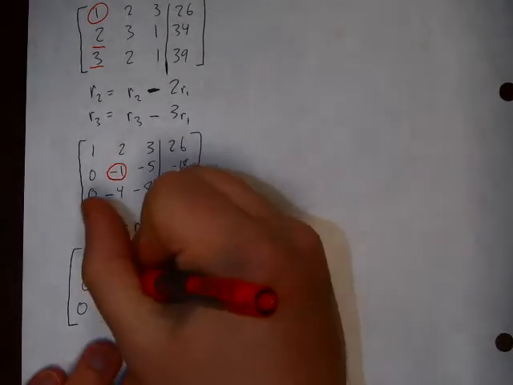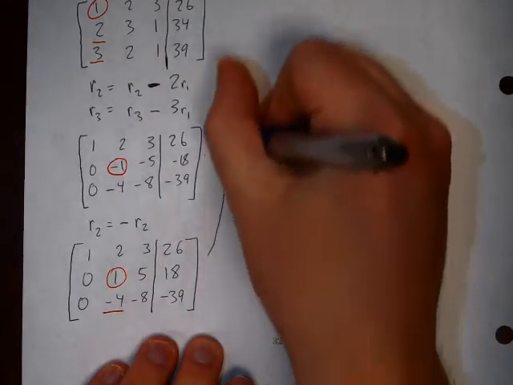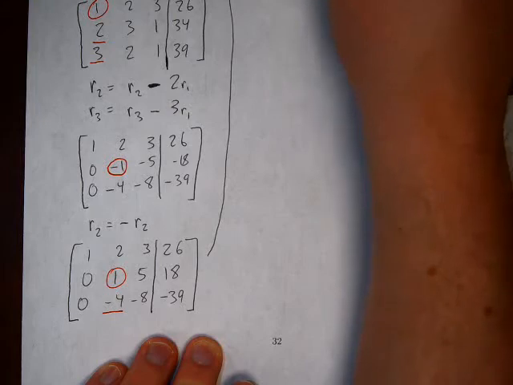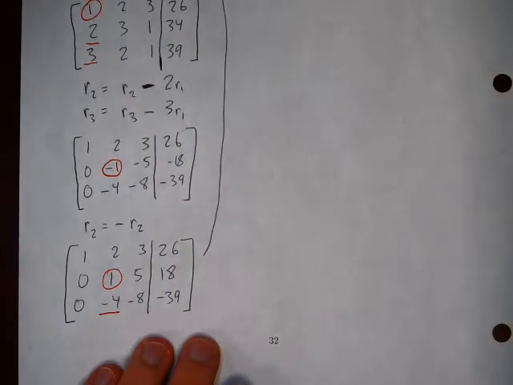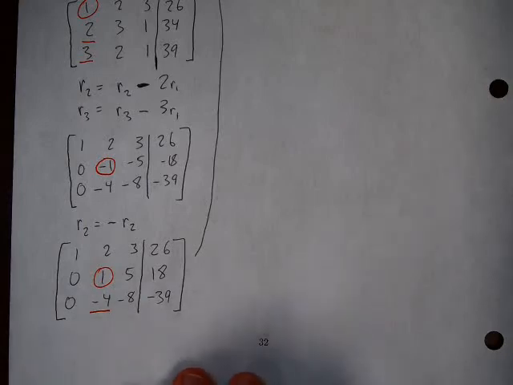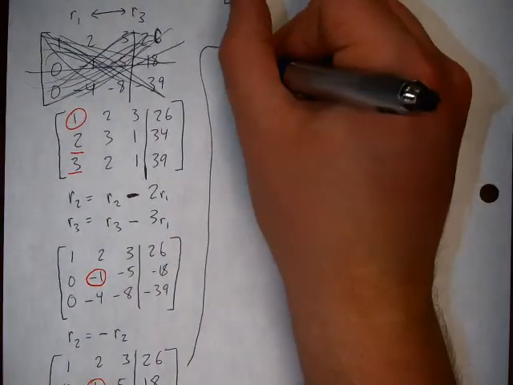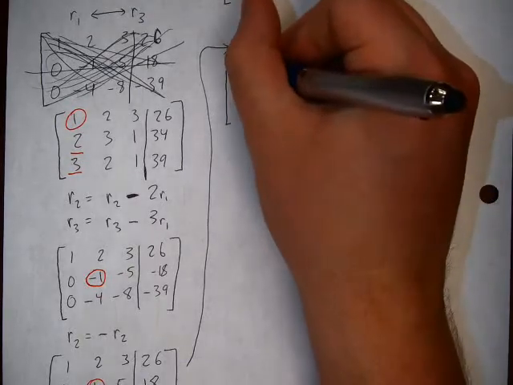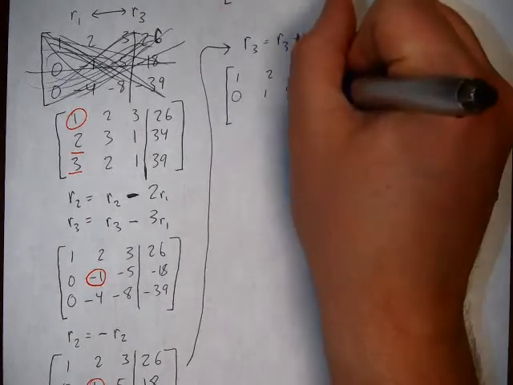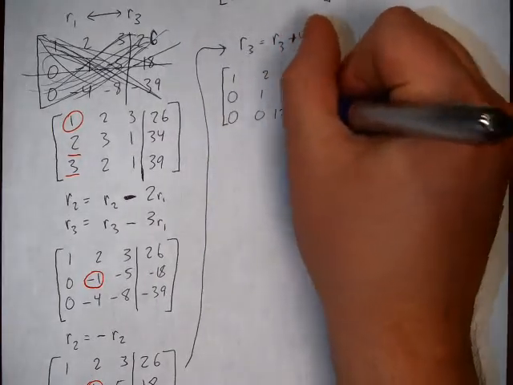Okay, so we have our leading 1. We'd like to eliminate the thing below it. So we'll do another row operation. We'll take row 3 and set it equal to row 3 plus 4 row 2. Again, I'd like to reiterate, you don't need to be doing things in the same order I am. However, you should get the same answer at the end, regardless of what you do. So row 3 plus 4 row 2. And when we do that, the first 2 rows won't change. So 1, 2, 3, 26, 0, 1, 5, 18, and 0, 0, 12, 33.